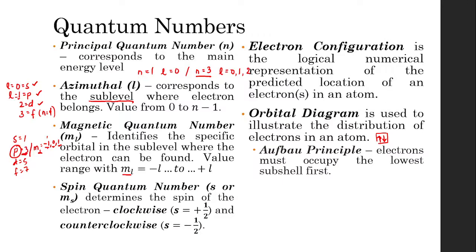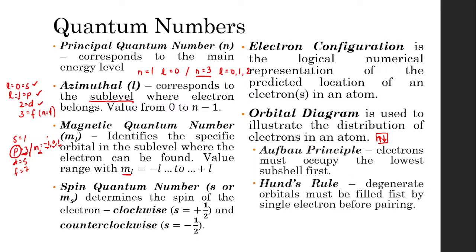And there are some principles that we have to follow when we are drawing or illustrating the orbital diagram. The first principle is called the Aufbau principle. It tells us that the electrons must occupy the lowest subshell first. So meaning our electrons must occupy the S level first before occupying the P, the D, and the F, etc. And later I will show you the mnemonic, or how to remember the Aufbau principle.